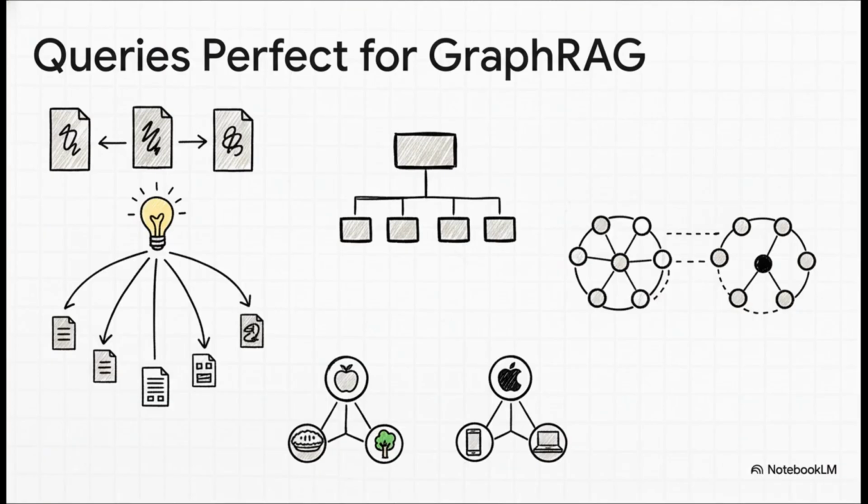Look at what this enables. With GraphRAG, you can do what's called multi-hop reasoning, connecting an idea in one document to another in a completely different document. You can find overarching themes across thousands of files, navigate complex hierarchies, even compare different sets of data. And of course, it can easily tell the difference between Apple the company and Apple the fruit because their network of relationships looks completely different.